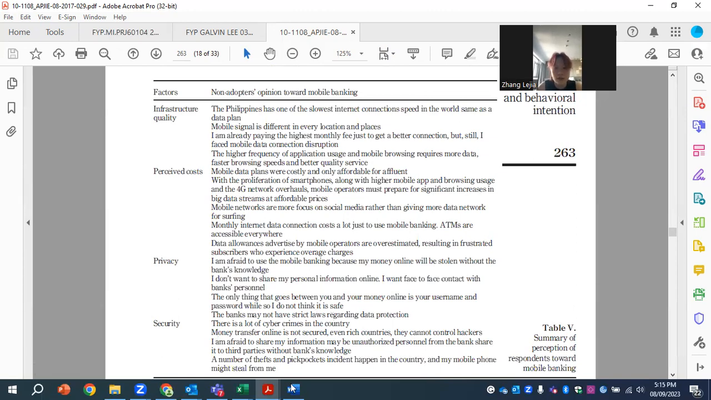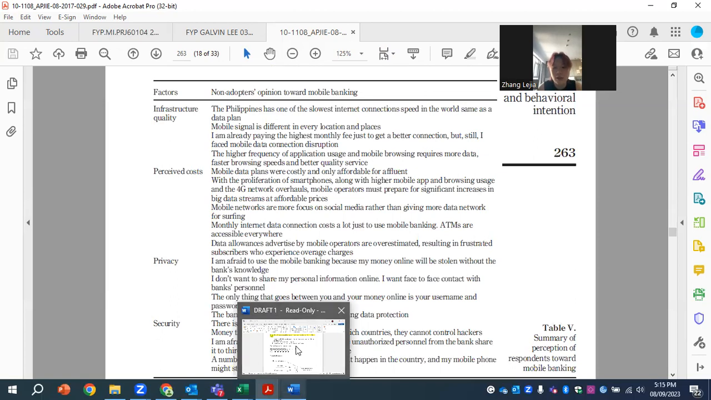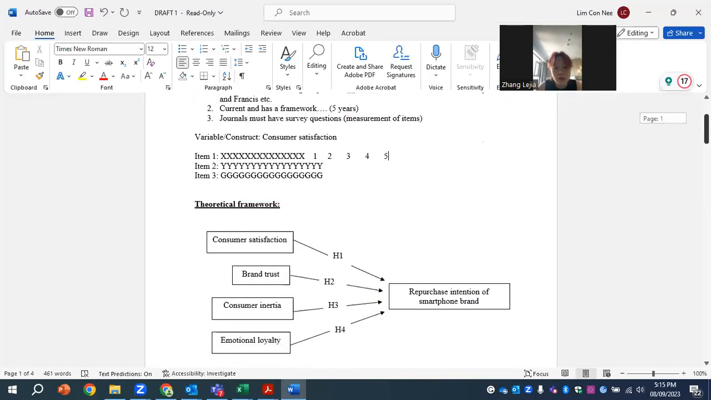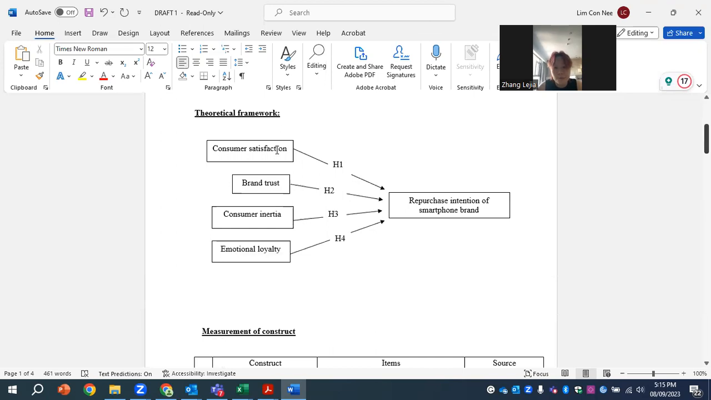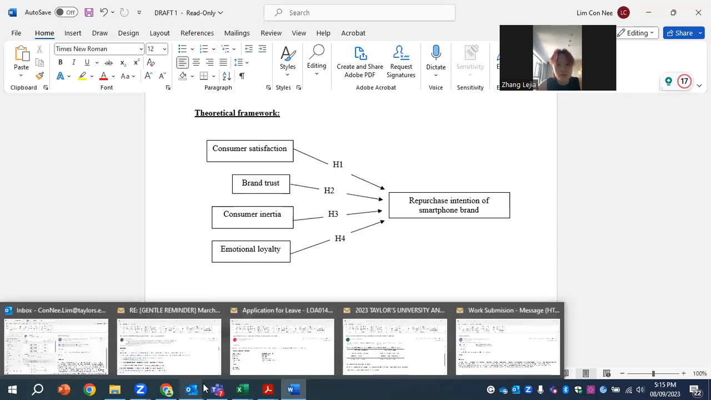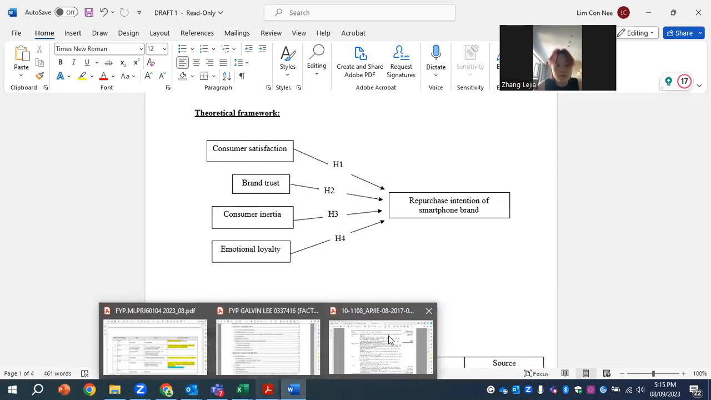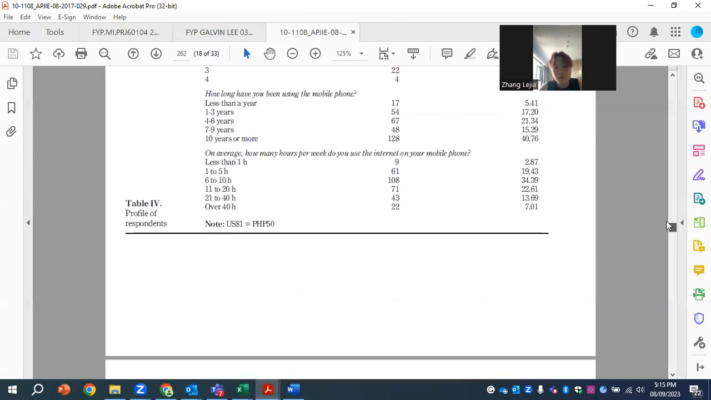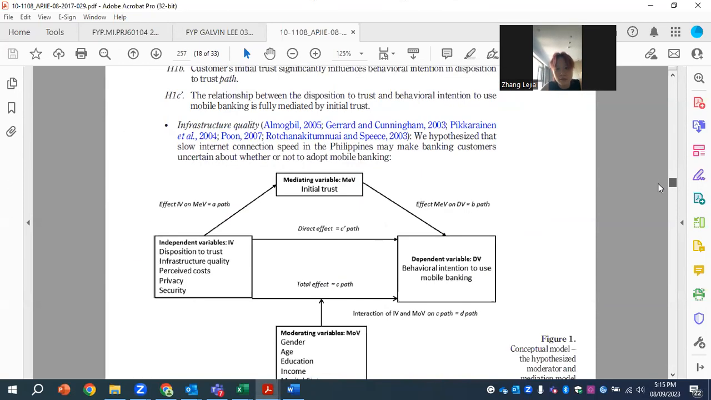And like the student, you need to put it in a document. So for example, you draw the diagram for me first. Tell me what are the IVs that you want to investigate. Which IV? IV1, IV2, IV3, IV4. And then relate to a DV. What is your DV? Do you want your DV to be repurchase intention or behavioral intention? Like for example, just now, the diagram shows that it is behavioral intention.